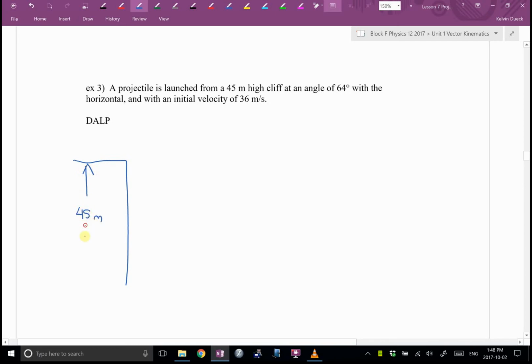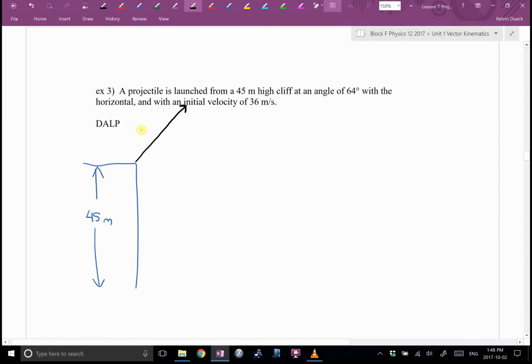45 meters. 64 degrees is pretty steep. And it's 36 meters per second at an angle of 64 degrees.